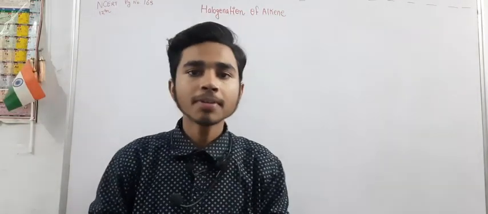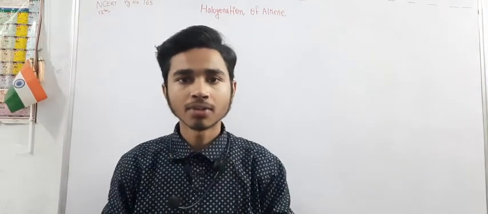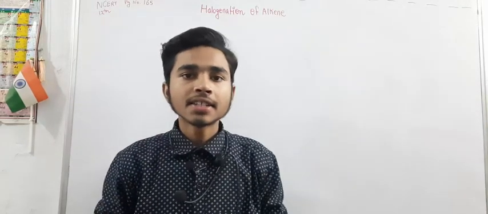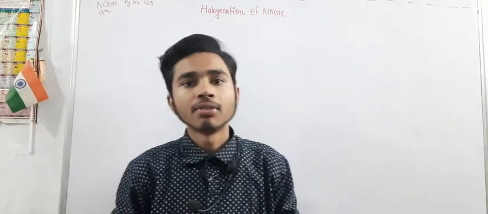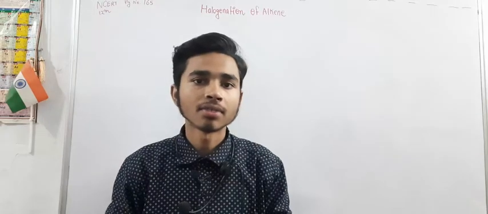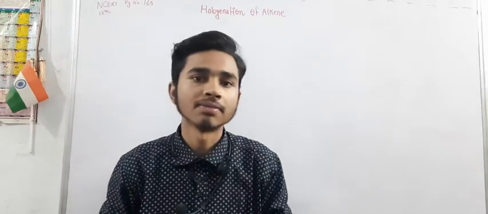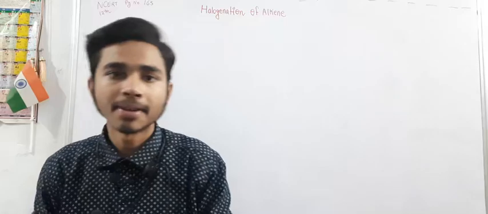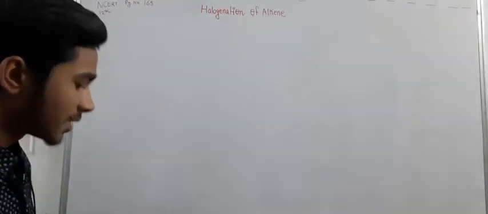Hello everyone. So today we are discussing the halogenation of alkenes, from the NCERT Class 12 chapter on haloalkanes and haloarenes. There is a section called the addition of halogens on page number 165. Today we are going to cover it from a mechanism point of view. So let's start our discussion.